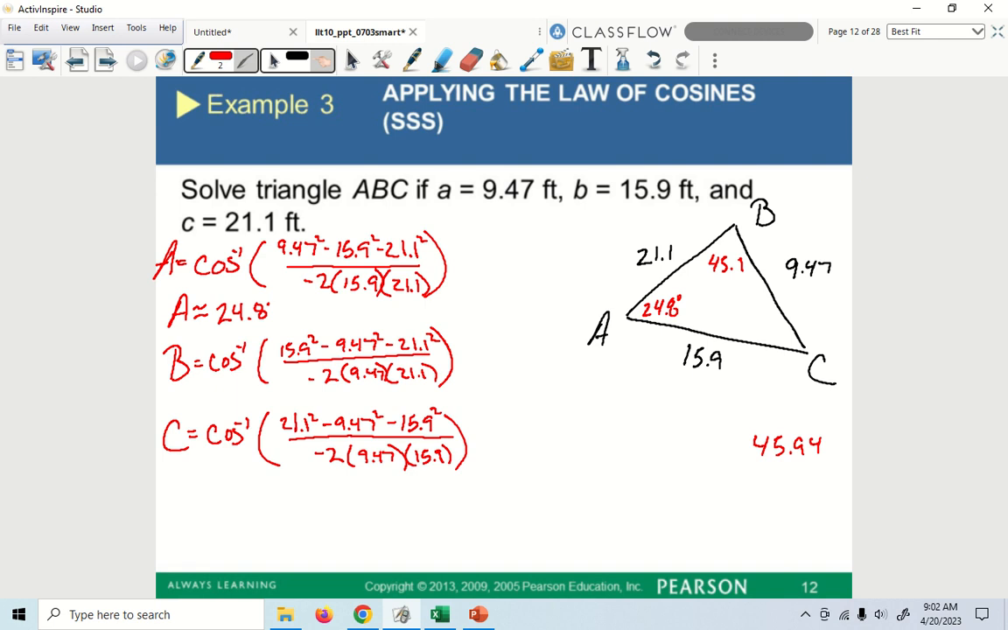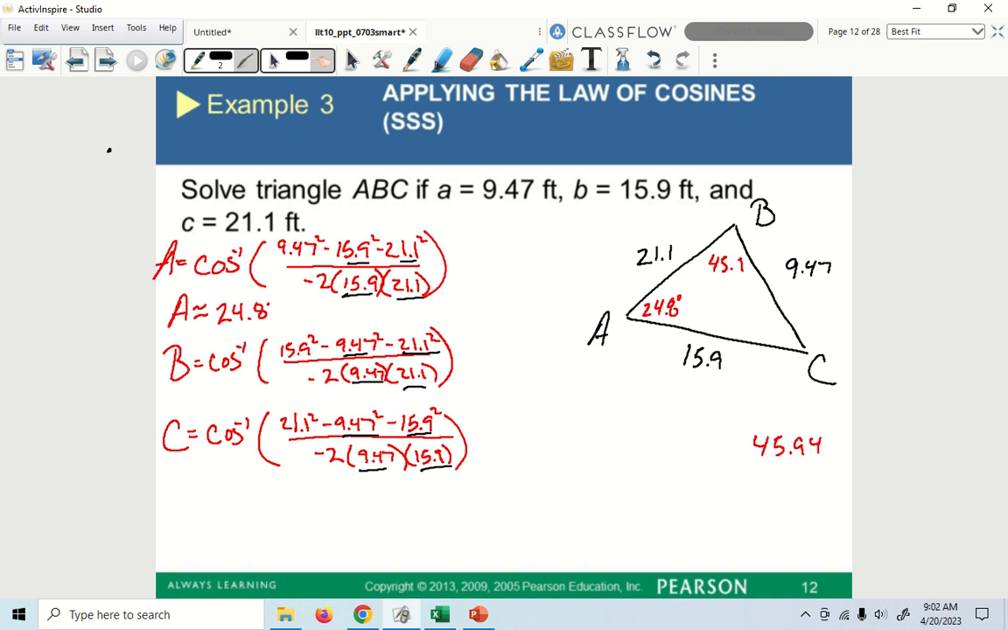Now, you notice a pattern. If you keep doing it the same way every time, there is a pattern. 15.9, 21.1, those are the other side lengths. That's what I said, subtracting the other one squared and over negative 2 times the other ones. Not bad, right?